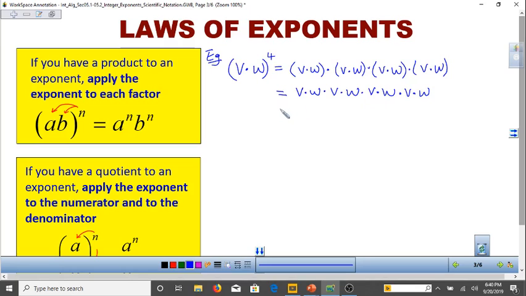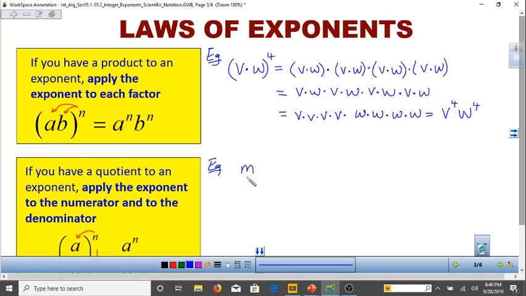And I can rearrange these so I can put all the v's together, and I can put all the w's together. That's the commutative property of real numbers. And what you recognize is that we end up with 4 v's multiplied together and 4 w's multiplied together. And there you have it. When I raise the product to an exponent of 4, each part of the product, each factor in the product, gets raised to that power.